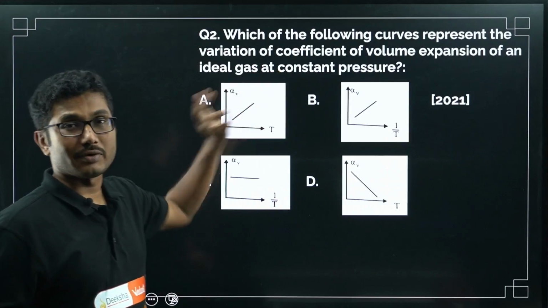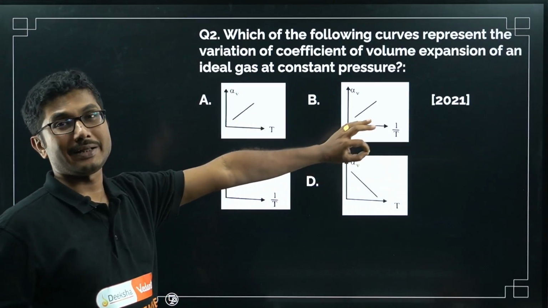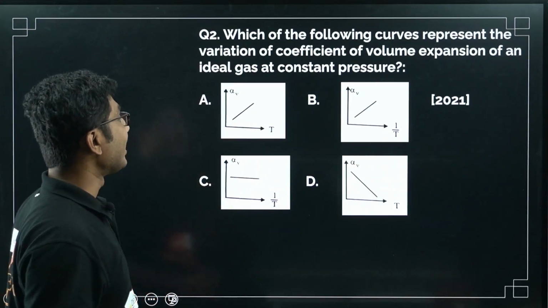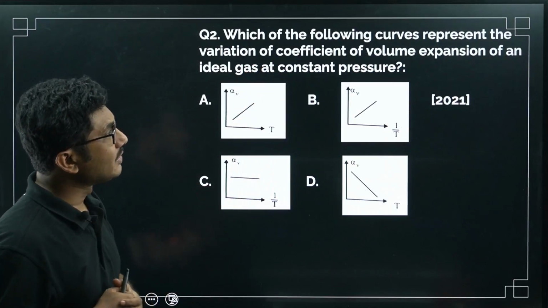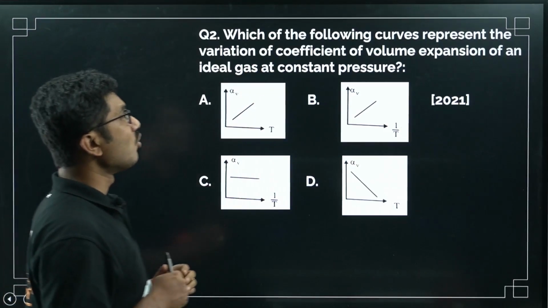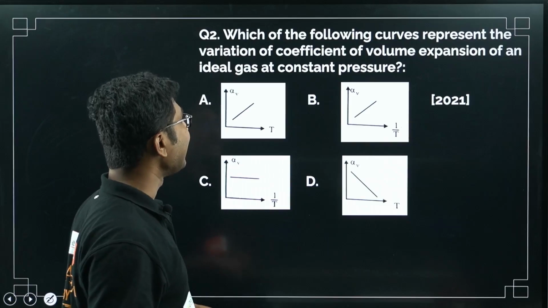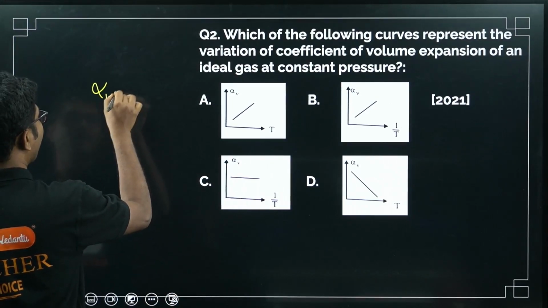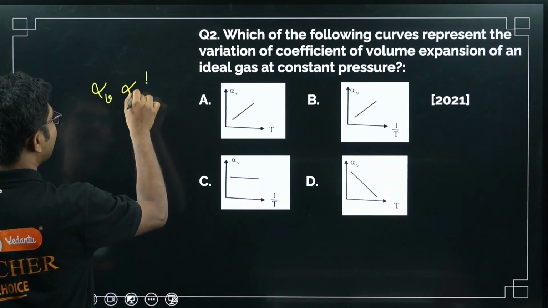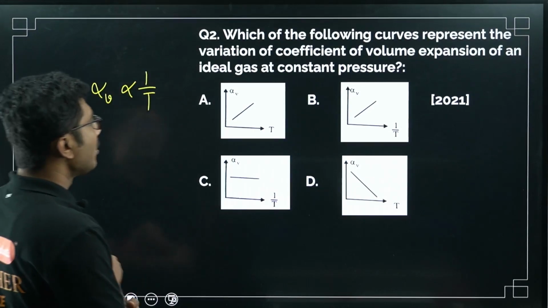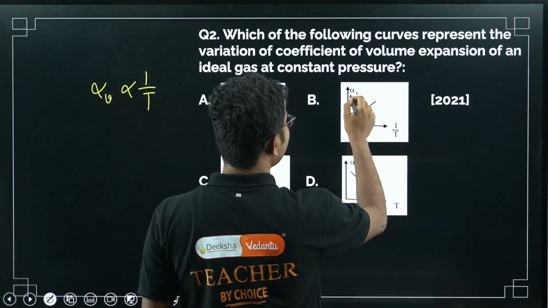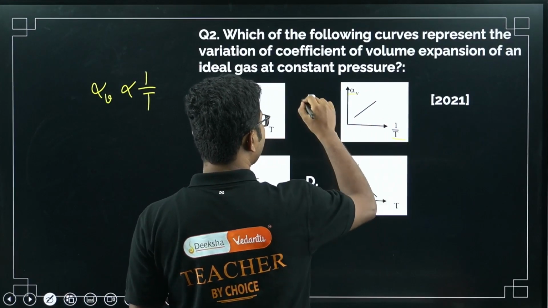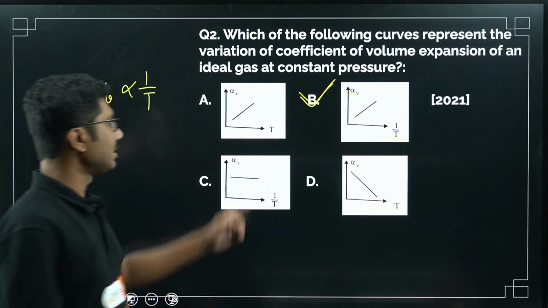This is a direct straightforward question. I already explained the answer for this question. Which of the following curves represent the variation of coefficient of volume expansion of an ideal gas at constant pressure? We know that the coefficient of volume expansion for an ideal gas is proportional to 1 by temperature. So it will be a straight line when you plot alpha v versus 1 by T. Okay, this is the correct answer, not this one.